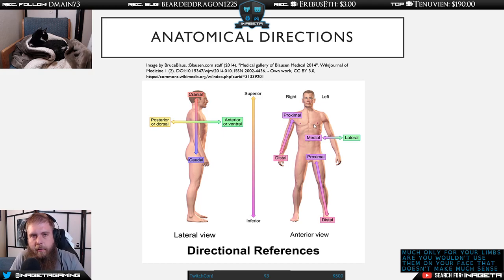And then we also have medial or lateral. Medial, obviously going towards the center, the midline of the body, and lateral going towards the outsides of the body, or laterally towards the sides. And that's that.